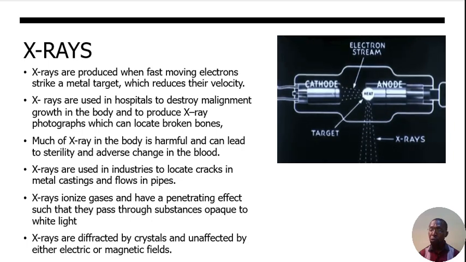The X-rays are used in the hospital to destroy malignant growth in the body and to produce X-ray photographs, which can locate broken bones. Also we use this X-ray to locate cracks in metals. If our metals got cracked, we can use X-ray to locate where the crack had come from. But this X-ray should not be too much on the body, because too much of it on the body can cause adverse change in the blood or even lead to sterility.